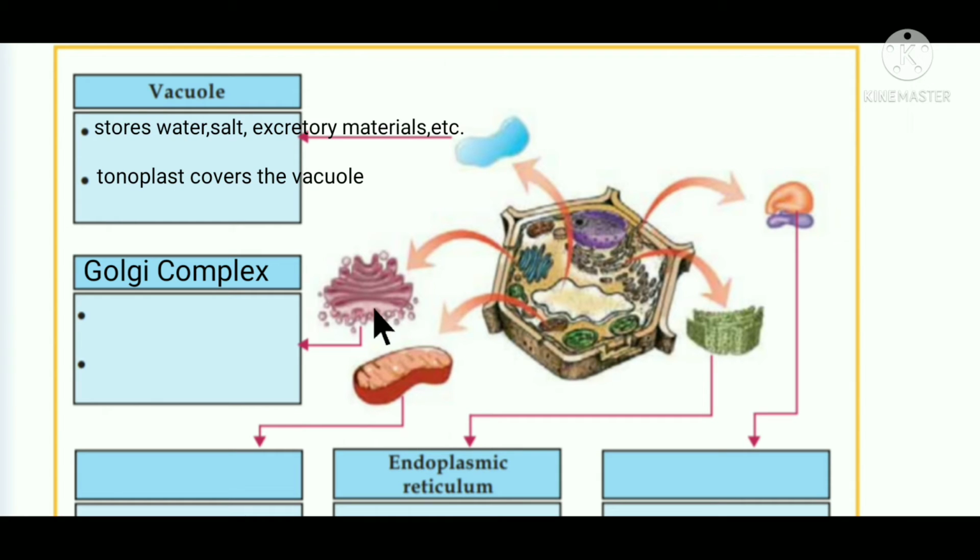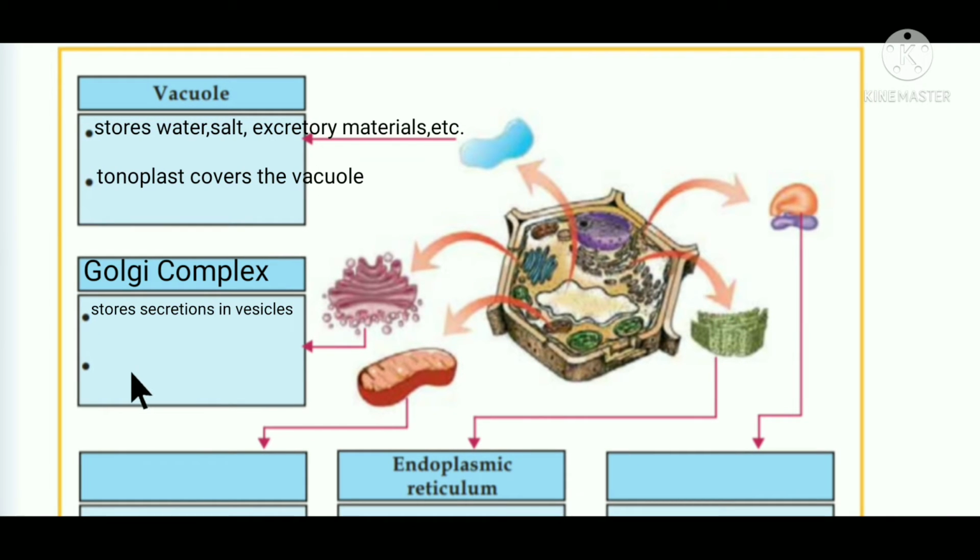Okay, so this is Golgi complex. So what are the two points about the Golgi complex? First one, they store secretions in their vesicles. And second one, they are abundant in gland cells, isn't it?